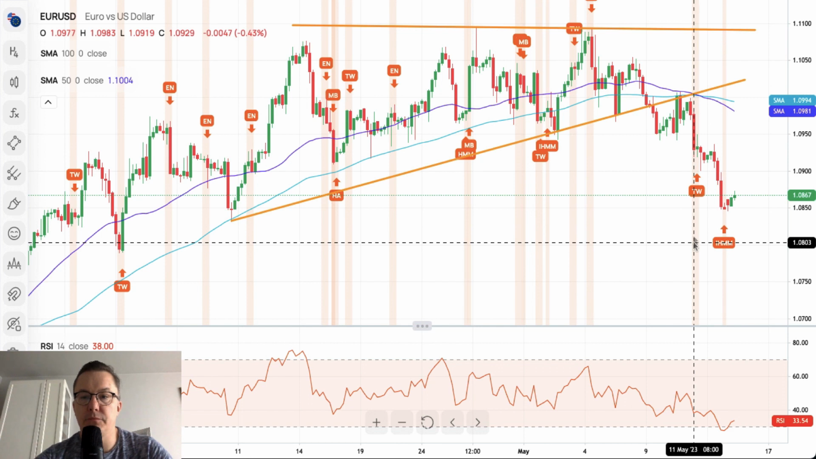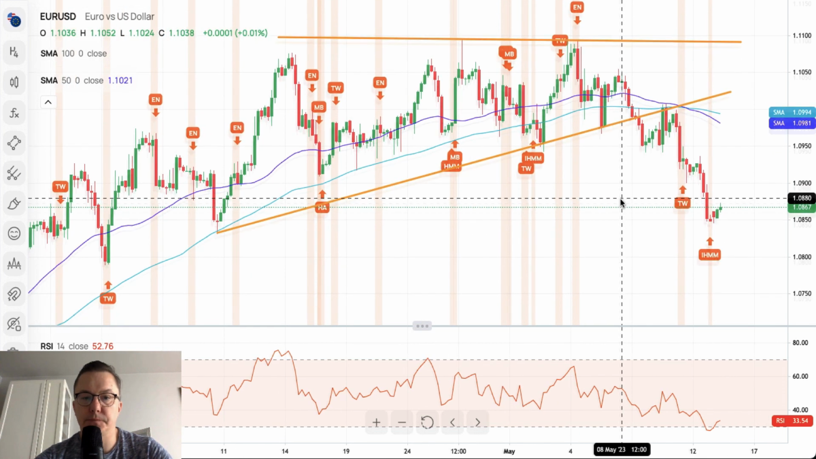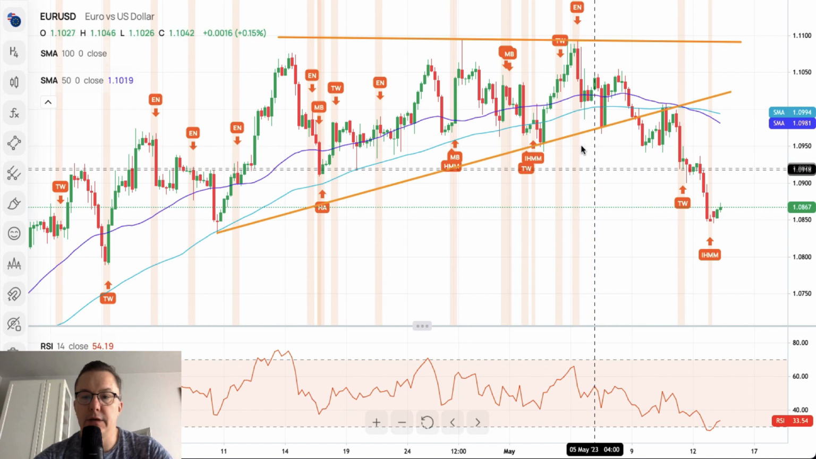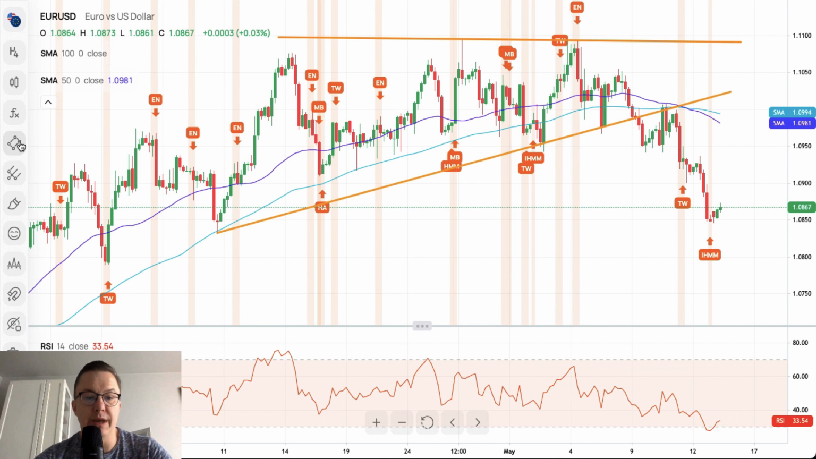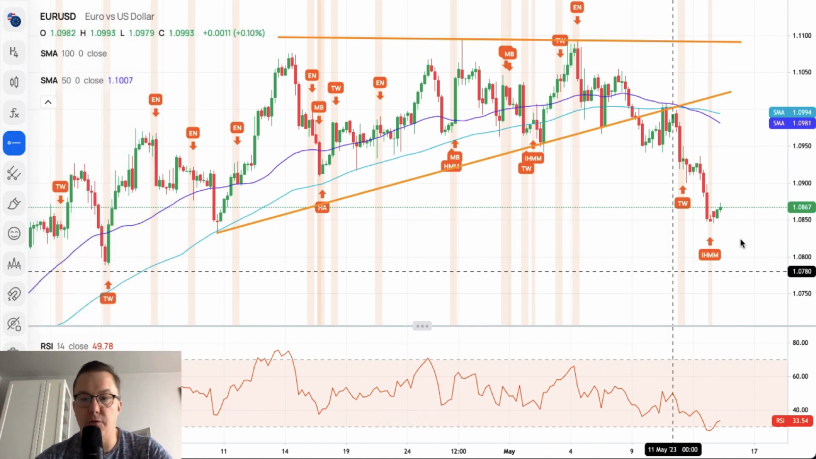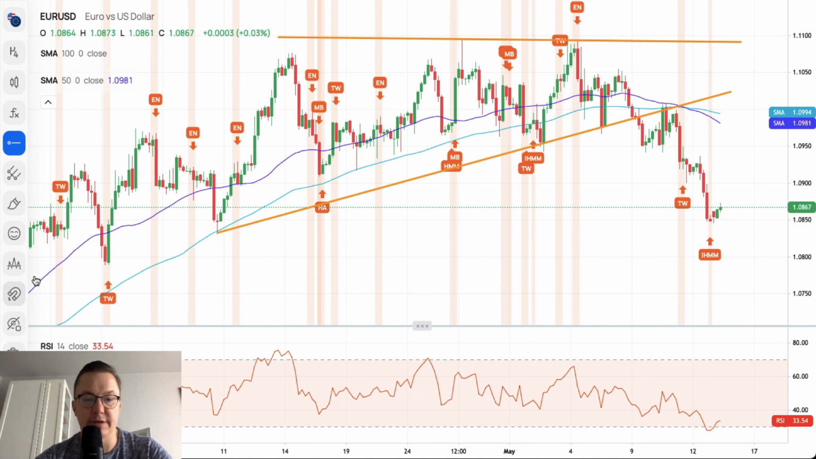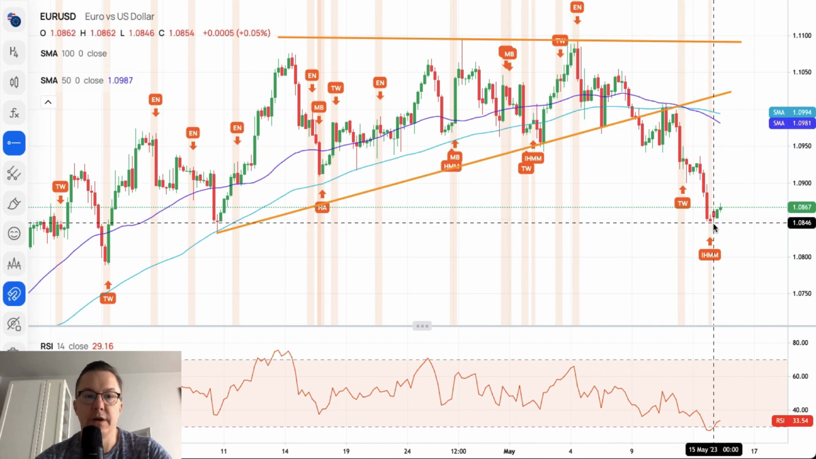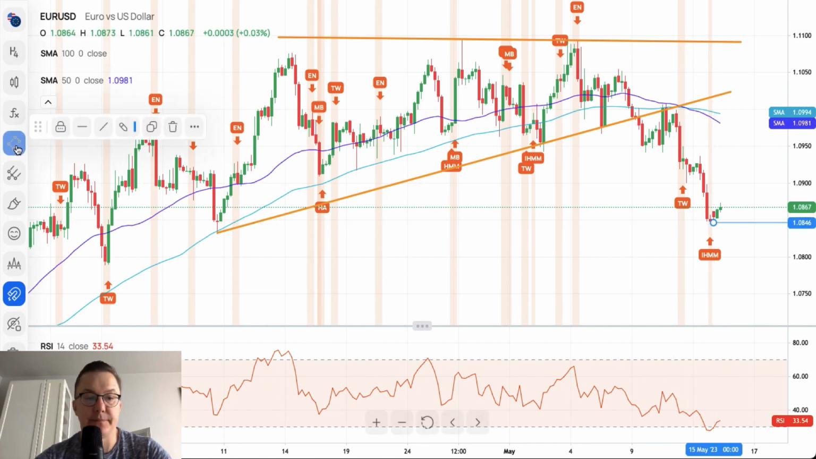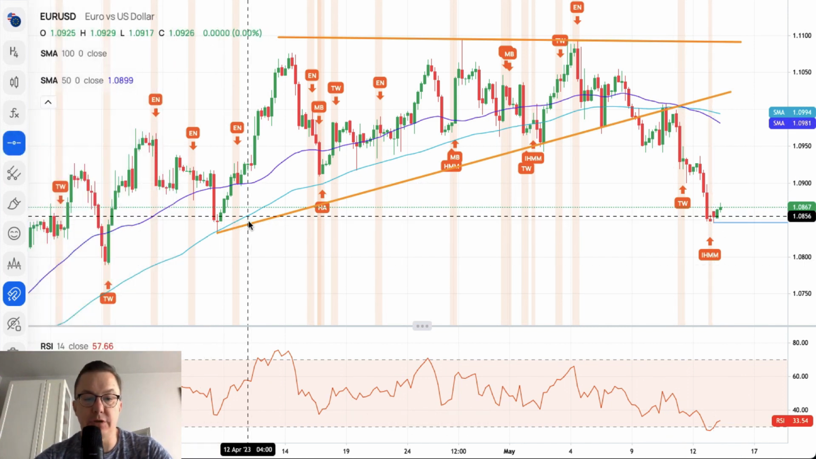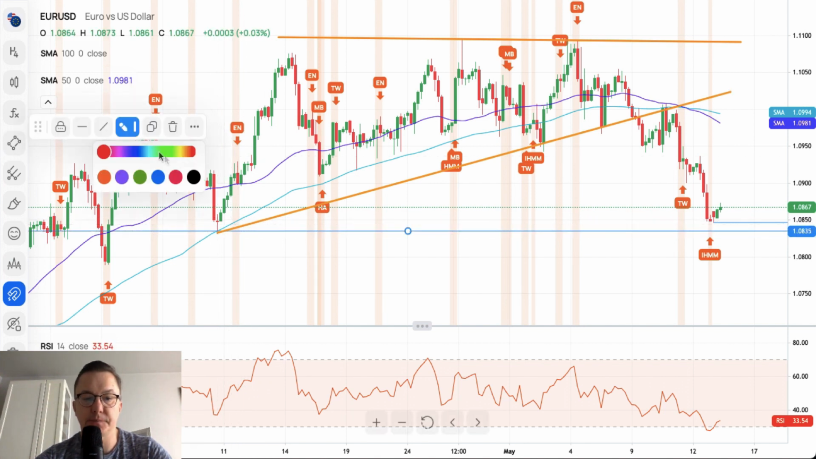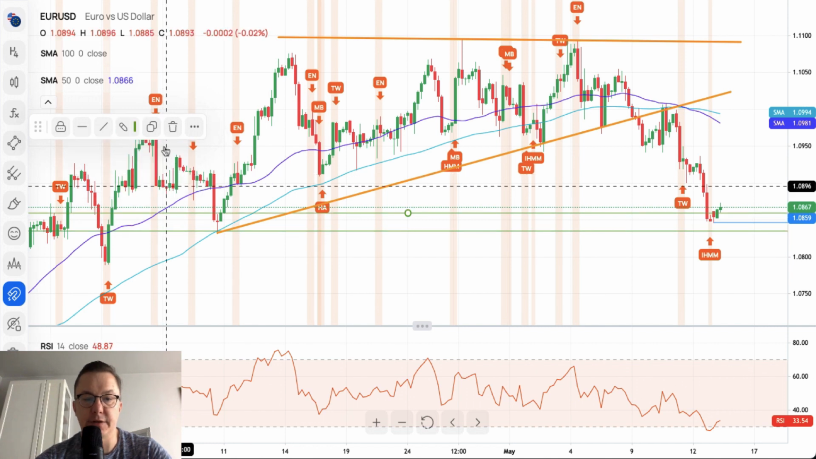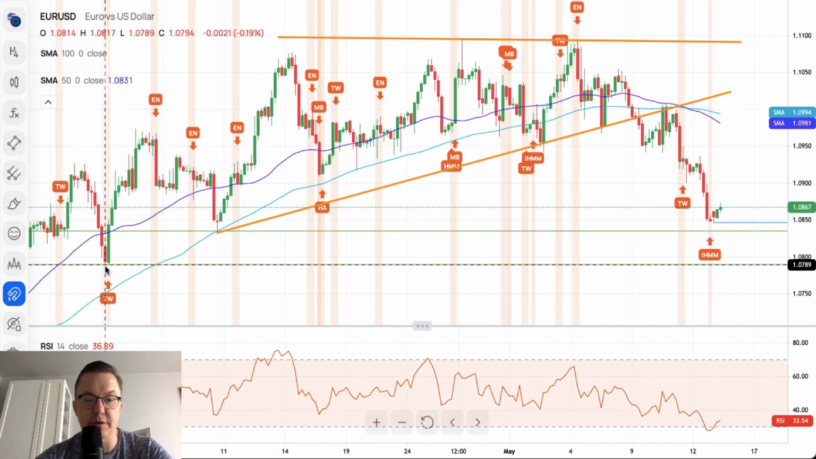So we are moving lower, moving out of the potential wedge. We tested the lower wedge line, and now we hit the level of 1.08. Let me take a look. Where is the lowest number? 1.0846 is the lowest price we got, and that's just above this technical support here.